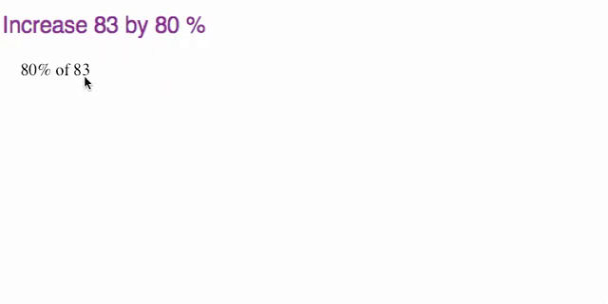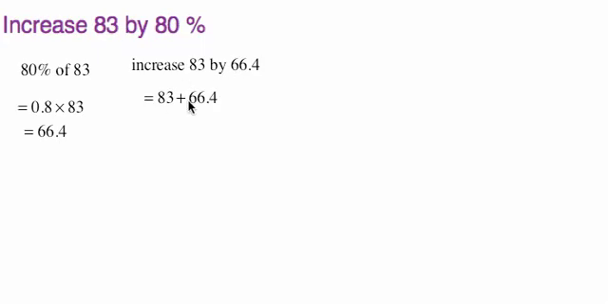Okay, so 80% of 83 is 0.8 times 83. I converted my 80% to a decimal by dividing by 100, or moving the decimal place back 2 steps to the left. So 0.8 of, is times 83, which gives us 66.4. Now I'm going to increase 83 by 66.4, by 80% of the 83. So I have 83 plus the 66.4 gives me 149.4.